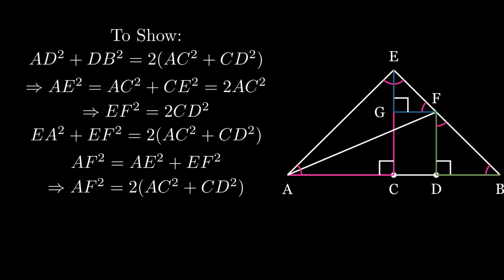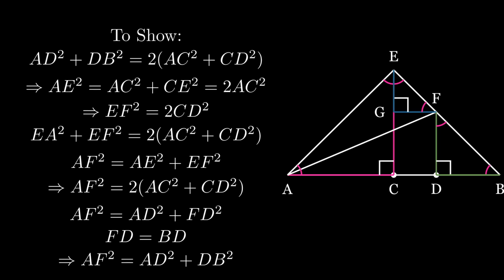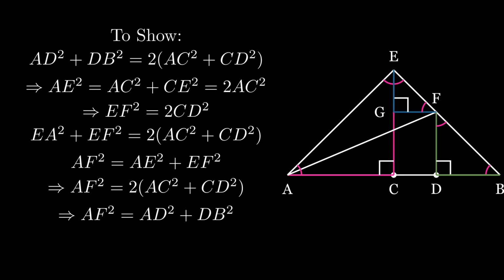Now, notice triangle AFD. Angle FDA is a right angle, so, again by the Pythagorean theorem, AF squared will also be equal to AD squared plus FD squared. But FD is equal to DB, so AF squared is also equal to AD squared plus DB squared. Therefore, we have our result that AD squared plus DB squared is equal to twice AC squared plus CD squared.